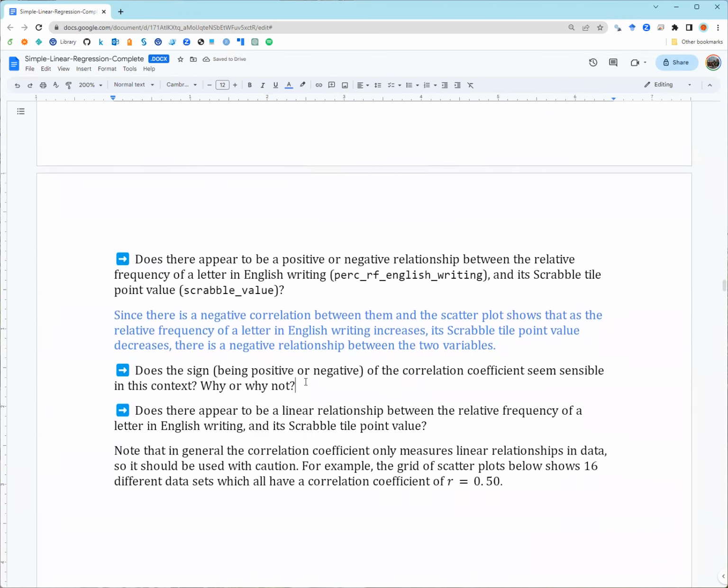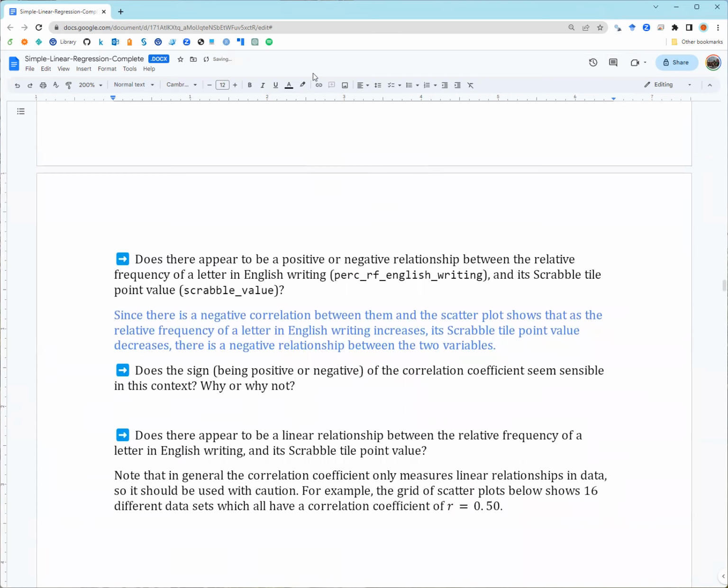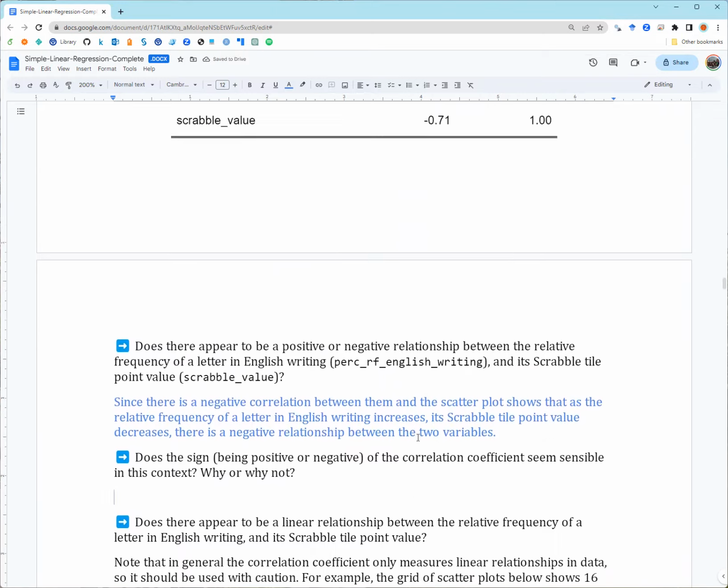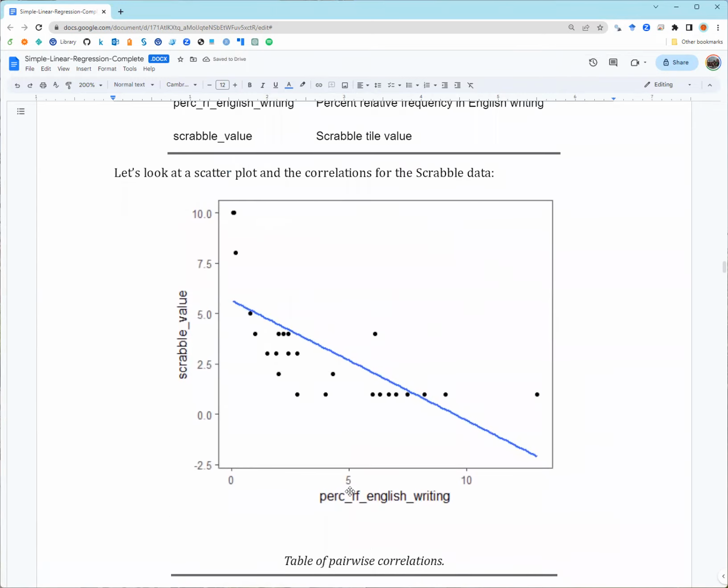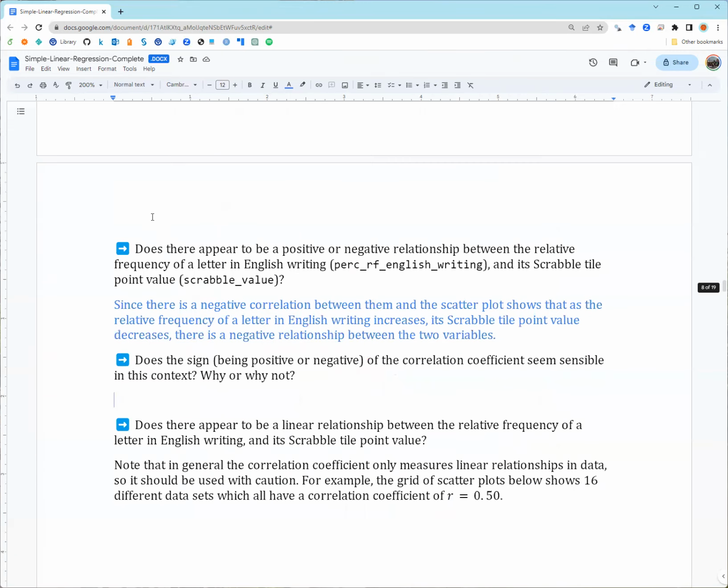So does it seem sensible? Is that what we expected? Did we expect to have a negative correlation between these two variables? Okay, well, yes, as the letter has a higher percent relative frequency, that means it's easier to play, and so the Scrabble tile point value is going down. Okay, so yes, this is what we expected.